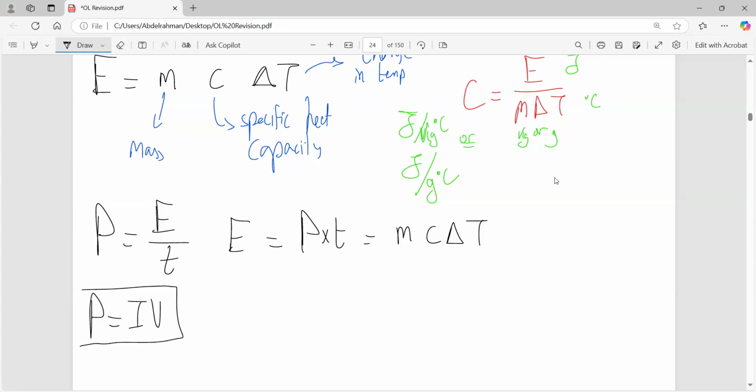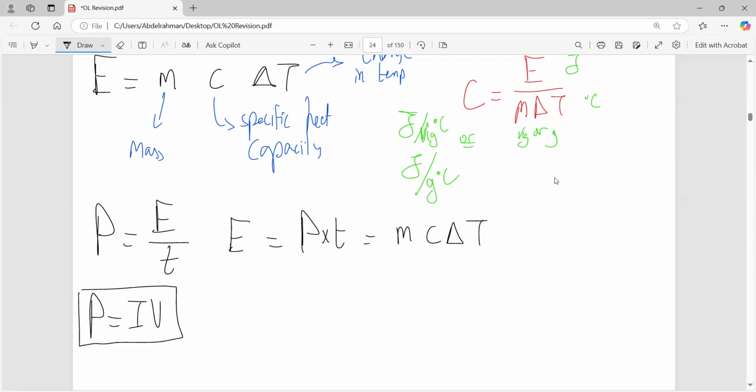Okay, if you had the voltage and the current, you can find the power, or you can say power equals energy over time. In this case, P t equals m c delta T. It's that simple. Okay, it is that simple.